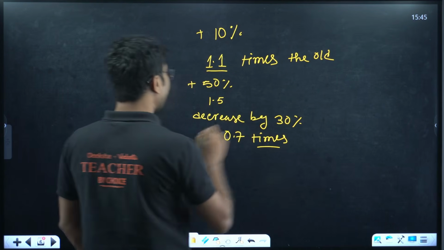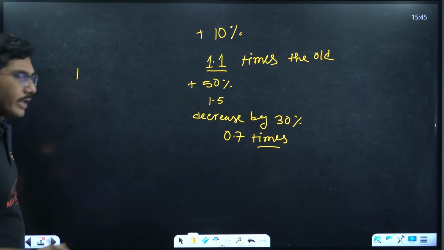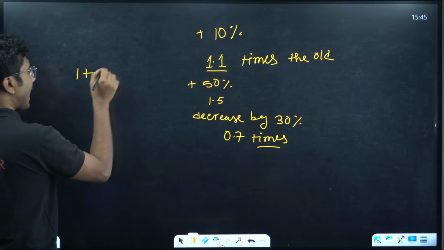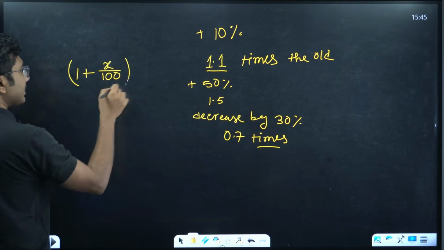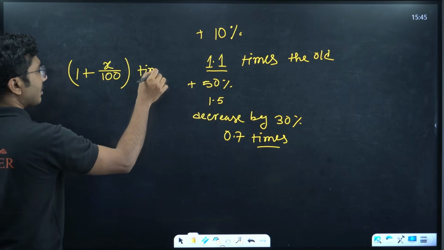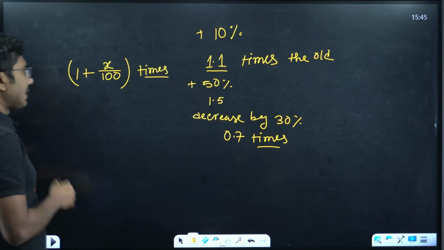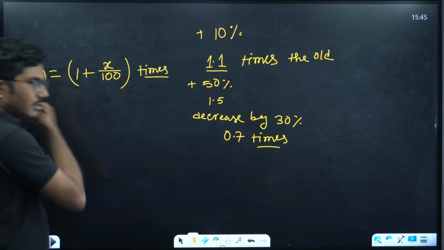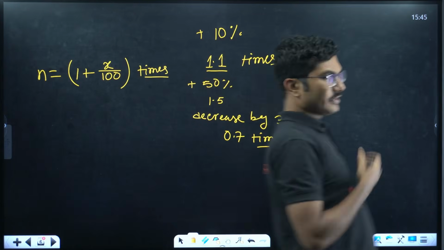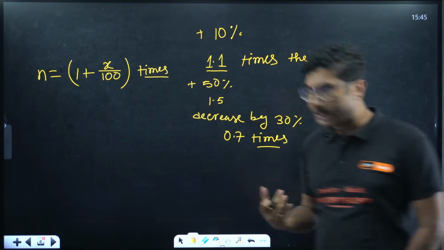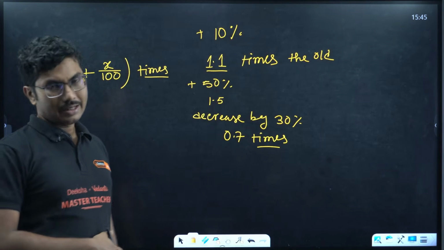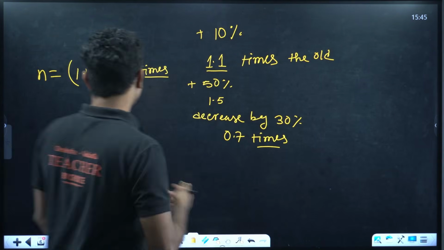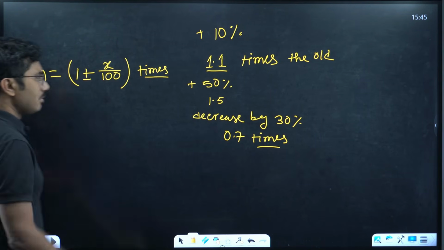So remember, you take one and then add whatever percentage is given, and you say this is the times. Okay, 5 times, 10 times. So this is the n. This is the value of n. If it is given in percentage, which is very common, how to calculate n? If it is an increase, plus; if it is a decrease, it will be minus.